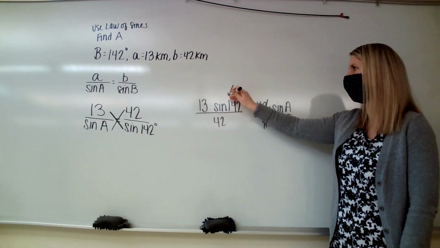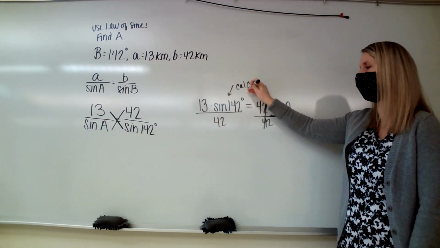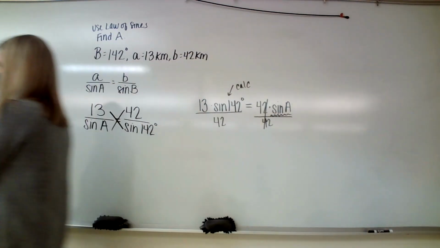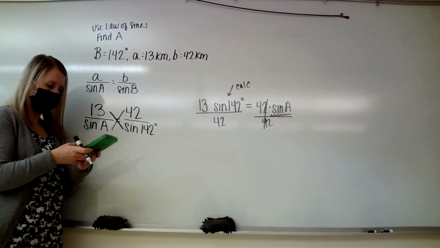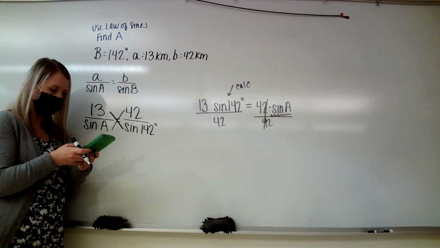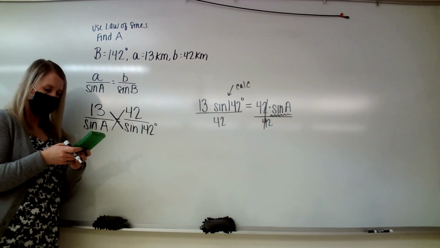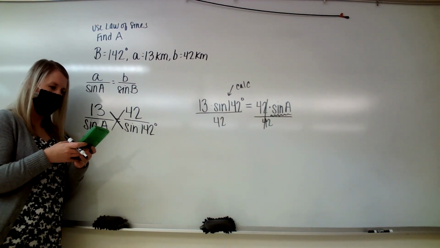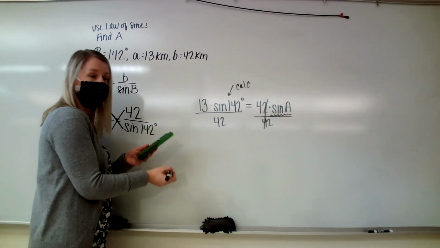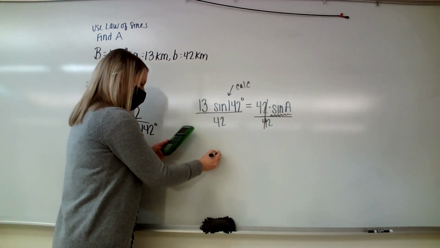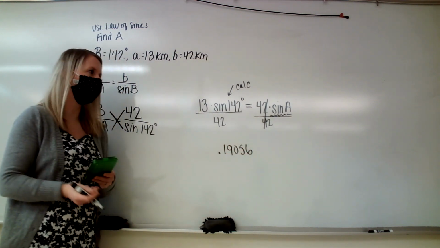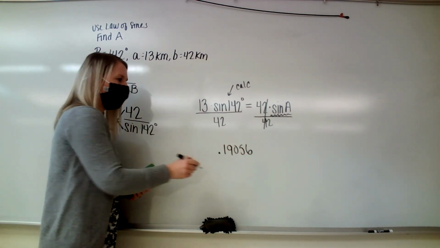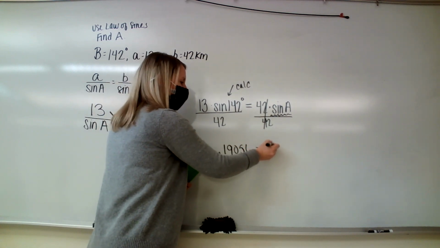And at this point, I am going to throw that in my calculator and see what I get. It's going to make my life easier. Okay. So I'm going to do 13 times sine of 142 divided by 42. And I get some decimals and fractions. 0.19056. I'll just go out a few decimal places. But remember, that's not A. That equals sine A.